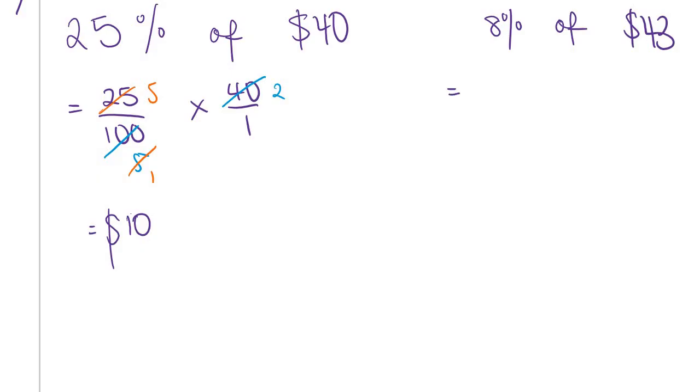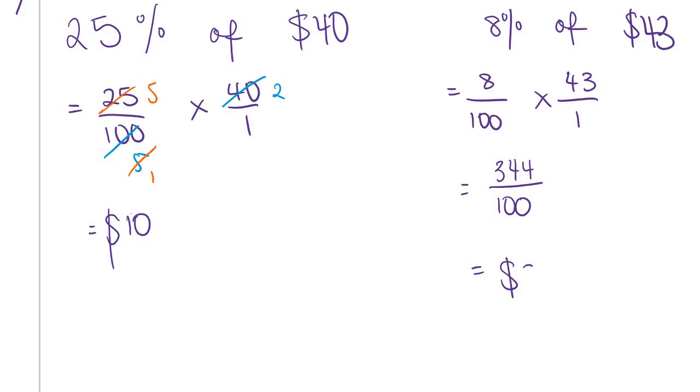Now, 8% of $43, same idea here. I'm going to do 8 over 100 times 43 over 1. There's no nice simplification here. So I'm just going to have to do 8 times 43, which is 344 over 100. And then obviously move that decimal point to make that into an actual money value, which is $3.44.